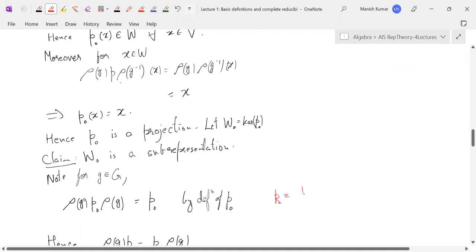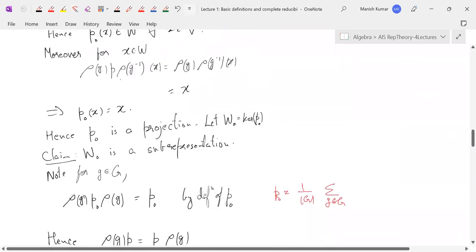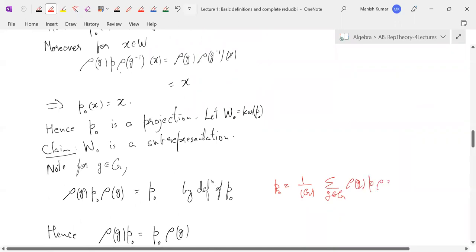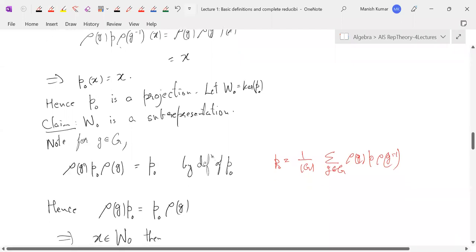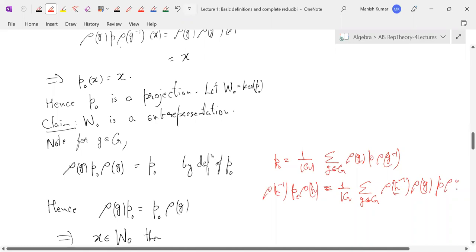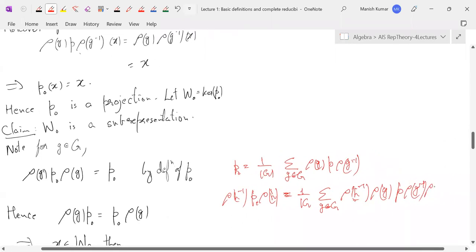So P0 is 1 over order of G, summation over g in G, rho g P rho g inverse. So instead of g, I'll use h so that this g and that g don't clash. So rho h inverse P0 rho h, for h in G, is, so I can forget about 1 over order of G, I can pull it out. The sum also I can pull out. What happens is rho h inverse rho g P rho g inverse rho h. This is what you get.